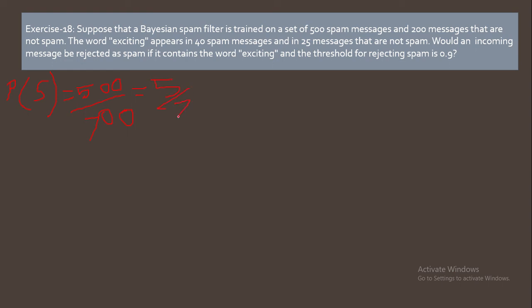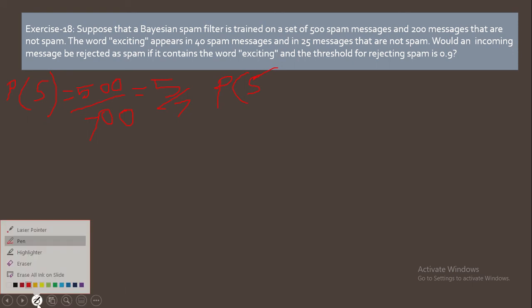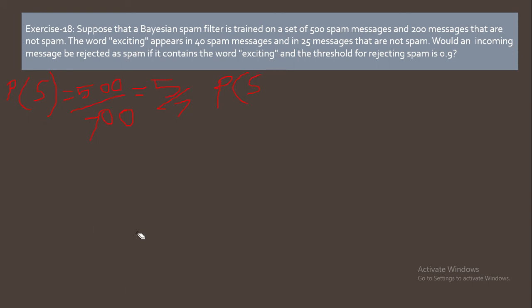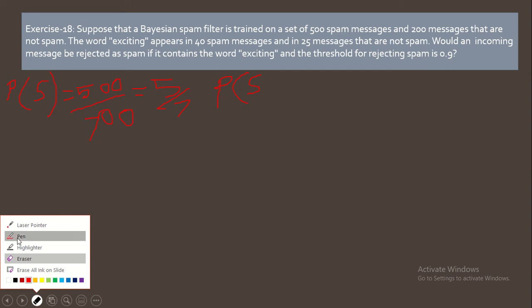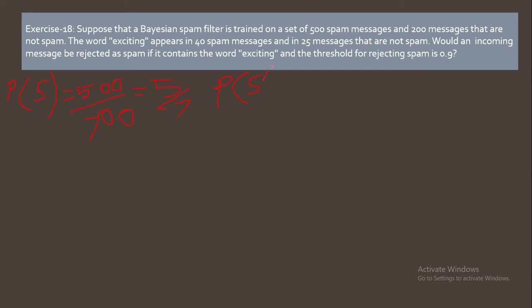And also we are given the probability that the message is not spam, p of s prime, equal to 200 by 700, right? Which is 2 by 7.